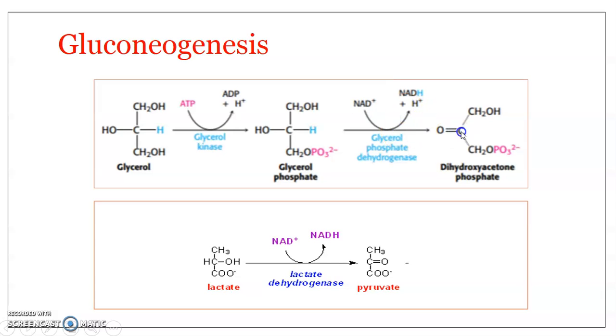Okay, now dihydroxyacetone phosphate, which is an intermediate in glycolysis, can be used for glucose production. It enters the glycolytic pathway, and then as in the gluconeogenesis from pyruvate, the dihydroxyacetone phosphate can enter gluconeogenesis that way. Okay, now the next one we have is the lactate.